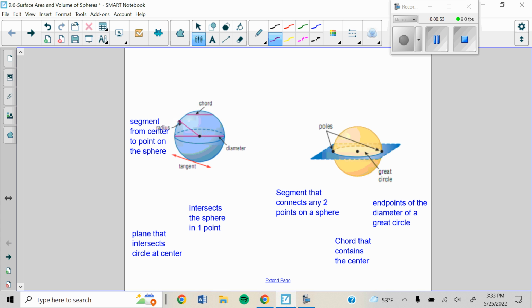Intersects the sphere at one point. That's going to be our tangent. Tangent's only ever going to touch one place. Remember, it just brushes on the edge of the circle.